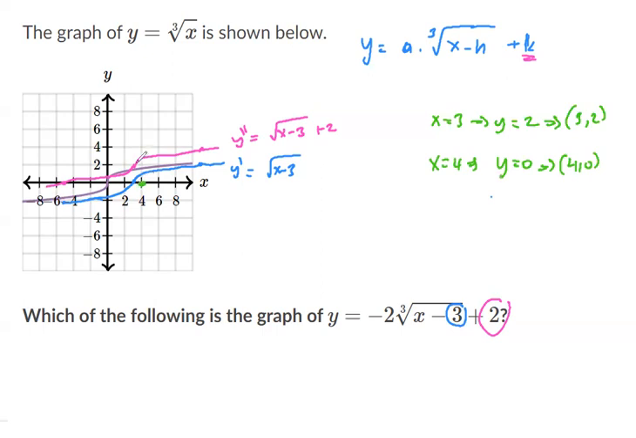Okay. And we had 3 comma 2, which was this point. Okay. And maybe we can choose something else. Let's try to make the inside negative.